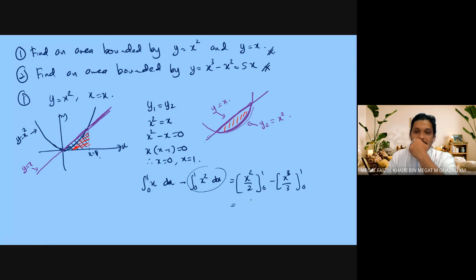So then 1 squared is 1 over 2 minus 0, minus, 1 cubed, 1 over 3 minus 0. So it is now 1 over 2. This is 0, this is 0. So 1 over 2 minus 1 over 3 equals, 2 times 3, 3 times 2, 6. So 3 minus 2 equals 1 over 6 unit squared.